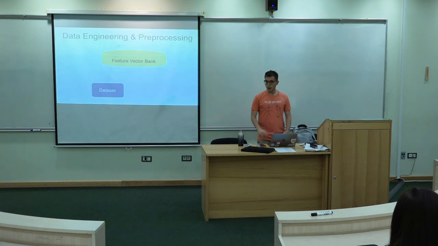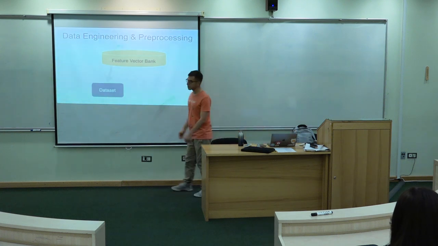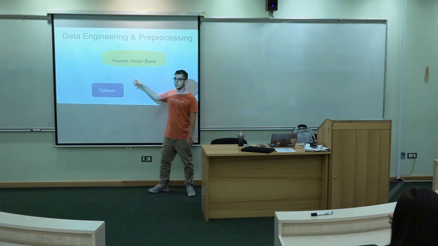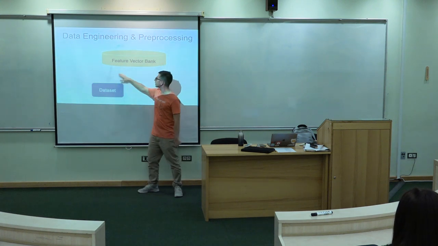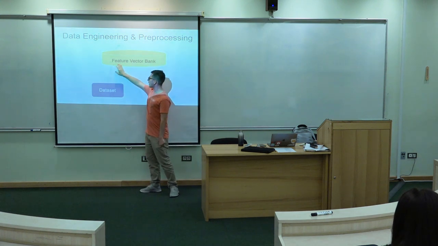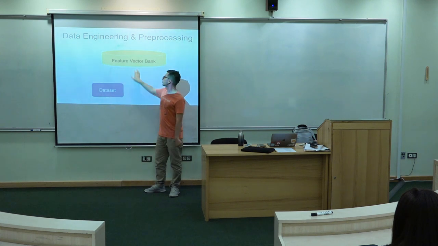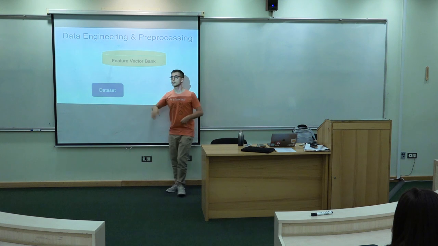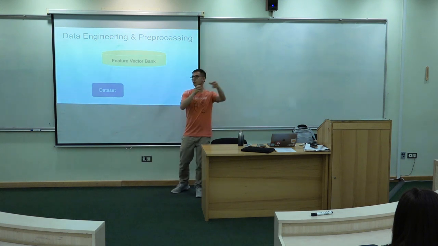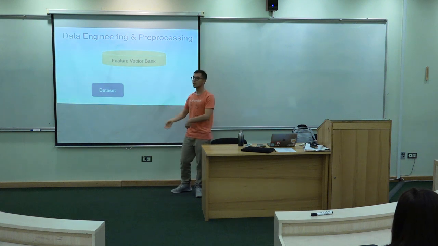So why do we need that? As we already discussed, you need this feature vector bank to be able to build the data set for your training. What does it mean? This is a place that contains, for each user, several different representations and features. For each of your entities, it's going to have several different representations.